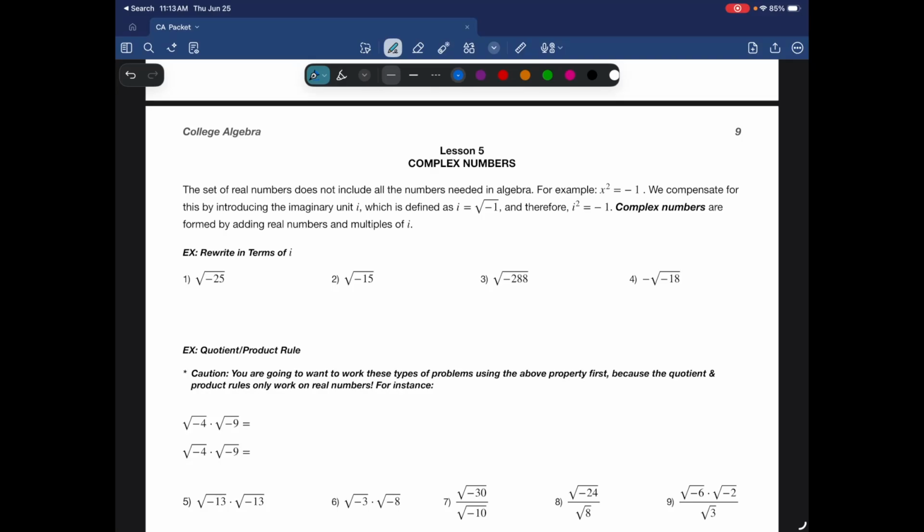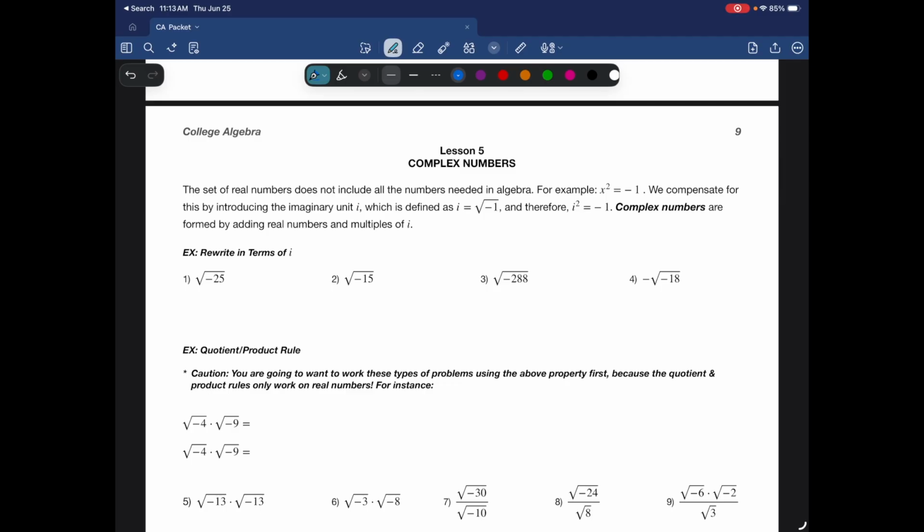Alright guys, in our previous lesson we talked about how we couldn't take the square root of a negative number. Well, that's about to change. The set of real numbers does not include all the numbers needed in algebra. For example, x squared equals negative 1. We compensate for this by introducing the imaginary unit i, which is defined as i equals the square root of negative 1, and therefore i squared equals negative 1.